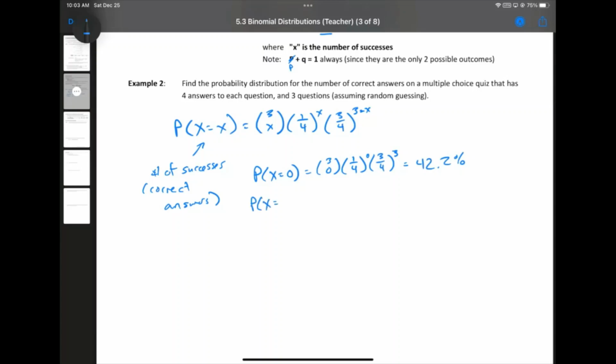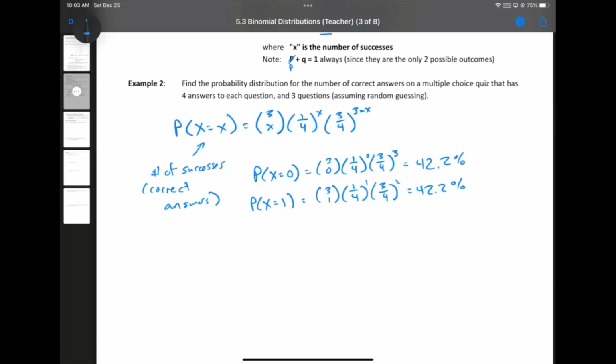Now I can do the probability that I get 1 correct answer. Just 3 choose 1, 1/4 to the 1, 3/4 to the 2. Now this time I have to plug in a little bit. So 3 choose 1 is just 3 times 1/4 times 3/4 squared. And I'm getting 42.2% again. Is that a coincidence? Kind of, yeah. These do come up quite a bit though.